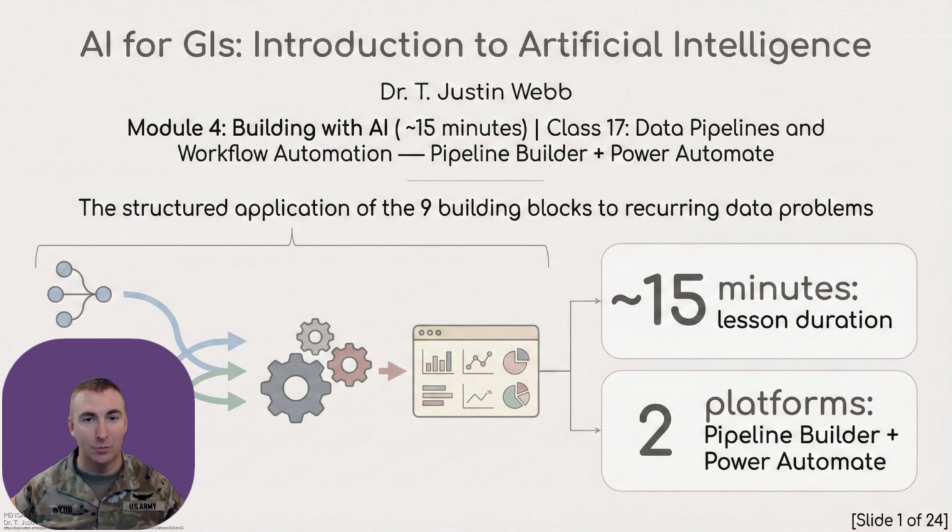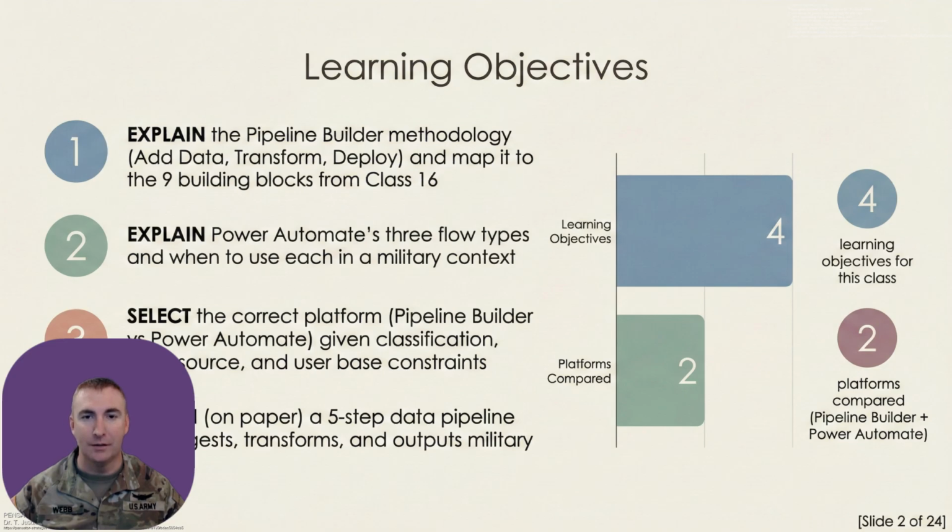I'm Dr. Justin Webb. 4 objectives. Explain the Pipeline Builder methodology and map it to the building blocks from Class 16. Explain Power Automate's 3 flow types and when each one fits. Select the correct platform given your classification level, data sources, and users. And design a 5-step data pipeline on paper. By the end of this class, you will have the decision framework to build real solutions.